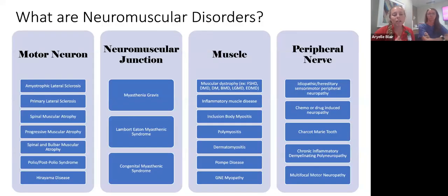Not going to read through this whole slide because it's very wordy, but these are just some examples of what types of diagnoses are considered neuromuscular disorders. For motor neurons, some common ones would be amyotrophic lateral sclerosis or ALS, spinal muscular atrophy, and post-polio. For our neuromuscular junction disorders, we have myasthenia gravis and Lambert-Eaton. For muscle disorders, we have all of our muscular dystrophies, our inflammatory muscle diseases, and inclusion body myositis. And peripheral nerve is any idiopathic or hereditary peripheral neuropathy, Charcot-Marie-Tooth, and any kind of chemo or drug-induced neuropathy. So a whole host of diagnoses that are within this umbrella term.